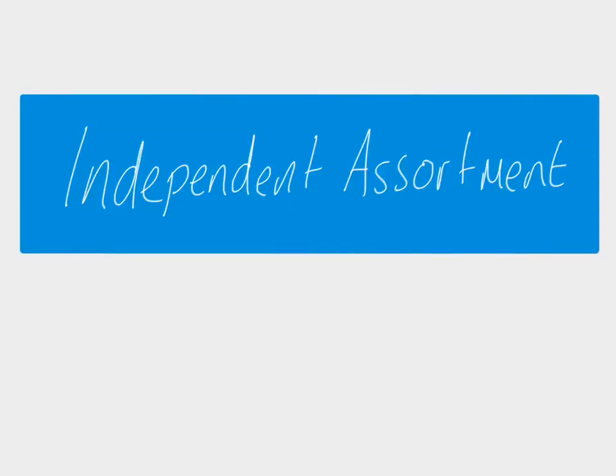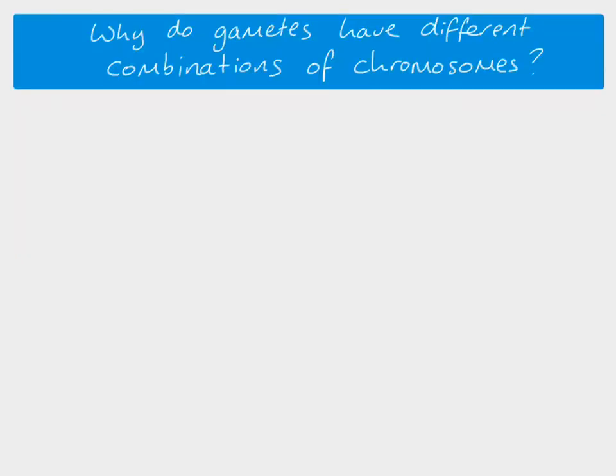Everybody, in this video we're going to look at independent assortment, which is one of the ways that genetic variation is introduced during sexual reproduction. So this is what we're trying to answer. If we look at gametes, they are different from one another, and we want to know why. If you look at different gametes, they have different combinations of chromosomes in them, so different combinations of maternal and paternal chromosomes.